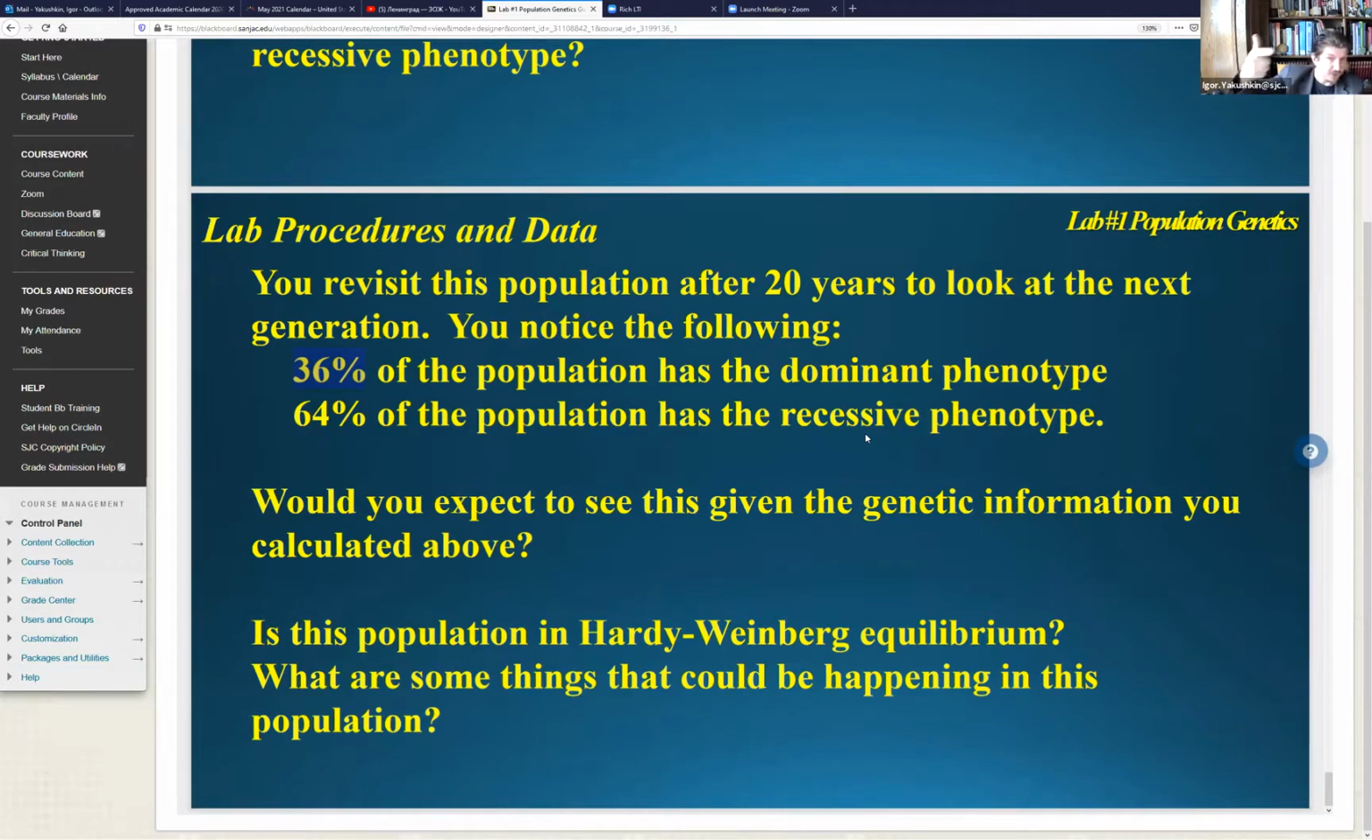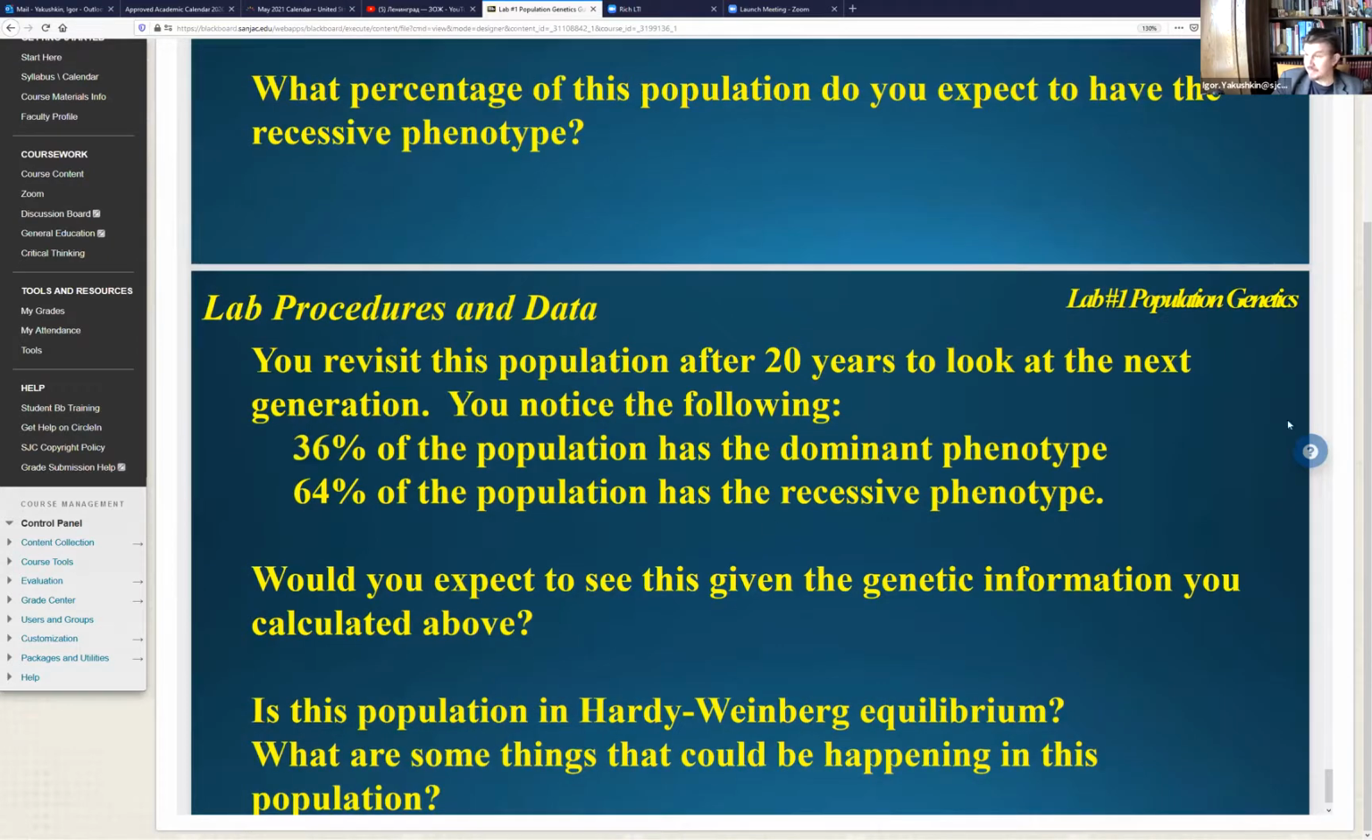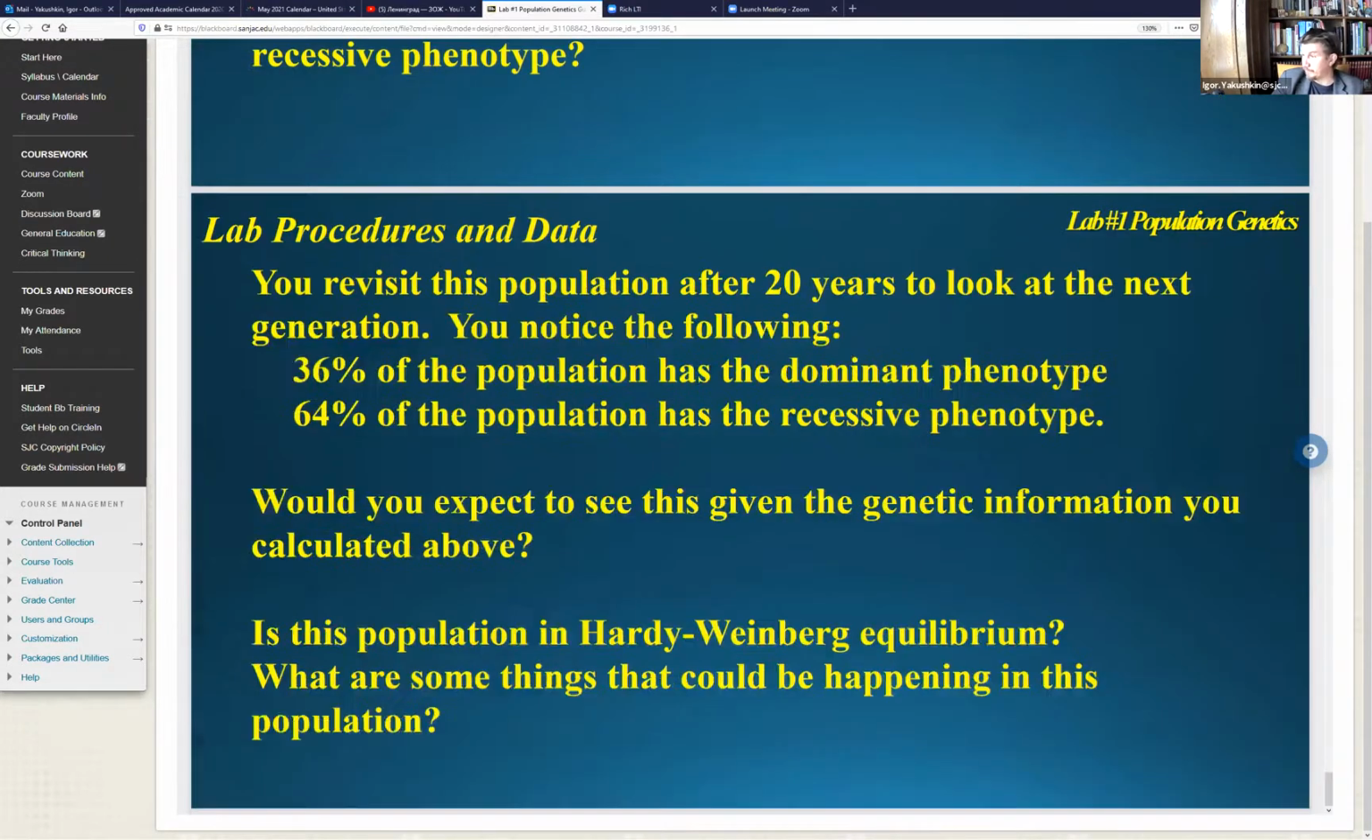Non-random mating, gene flow, mutations maybe, but usually mutations will not drastically alter that. There might be a drastic reduction in the population. There was some sort of catastrophe and most of the recessive guys died off. Remember, as we had in Siberia, the Siberia and the hairless bunnies. So that's basically it with the lab.